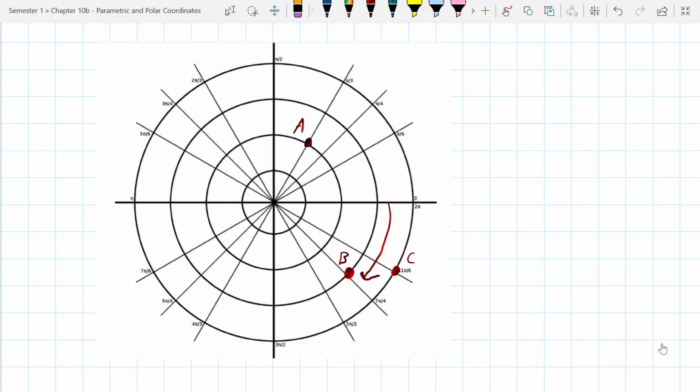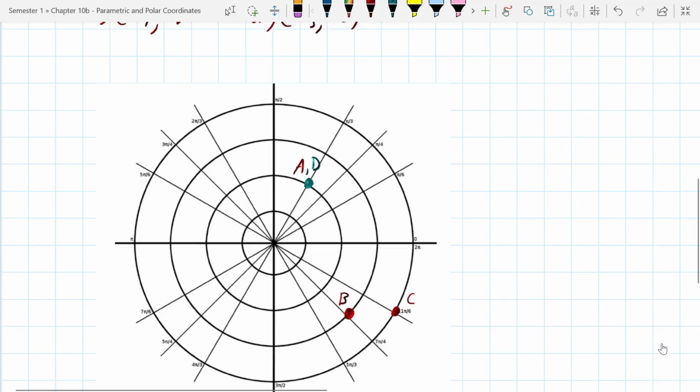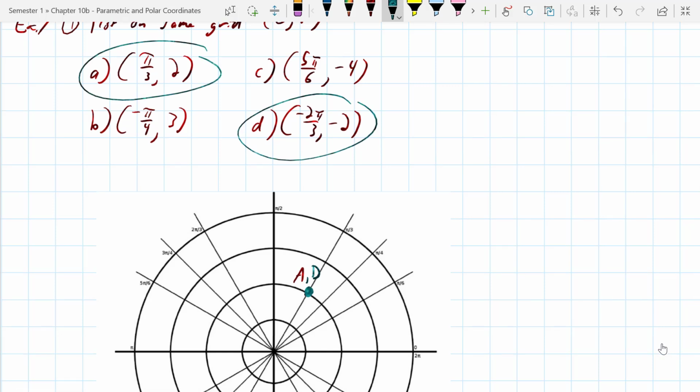Finally, if I plot negative 2 pi over 3, now, negative 2 pi over 3 is coterminal with 4 pi over 3. So that's going this direction, negative 2 pi over 3, or 4 pi over 3. So that's this angle here. And then negative 2 appears on the other side. Well, that's the same as this point A. So A and D are actually the same ordered pair. These are actually the same place.